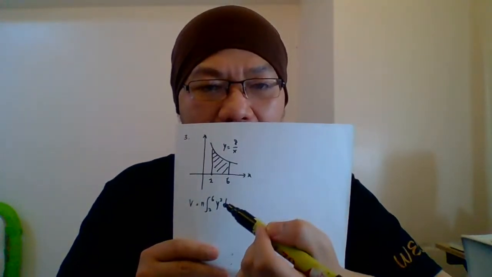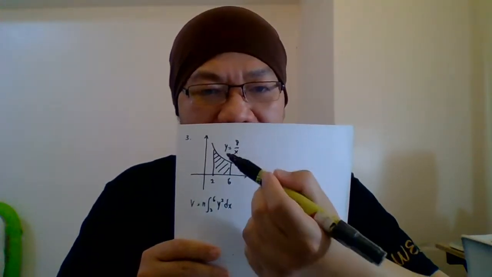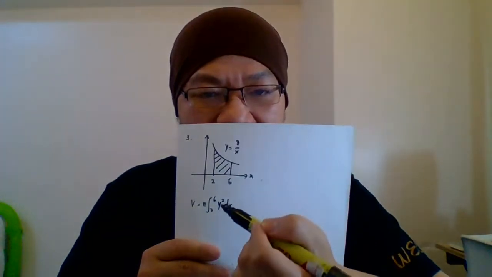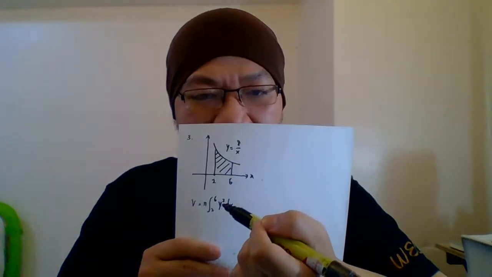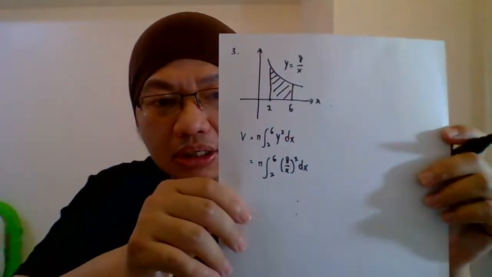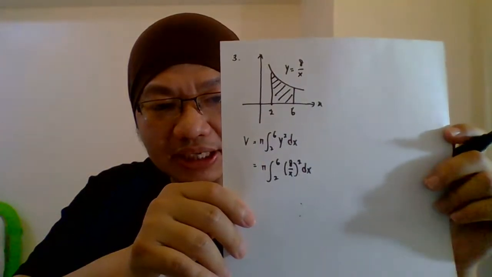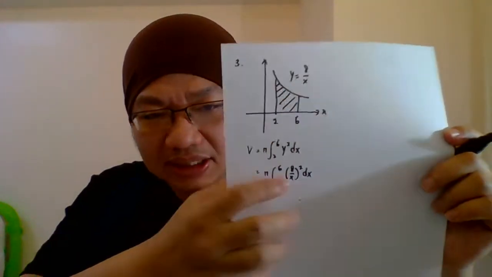Okay, now, y squared. This is y, is the subject. Now this is y squared. So we need to cut and paste the 8 over x, put it here. And we simplify the equation first before we start to integrate. So you're supposed to get this one: integrate 2 to 6, 8 over x squared dx.